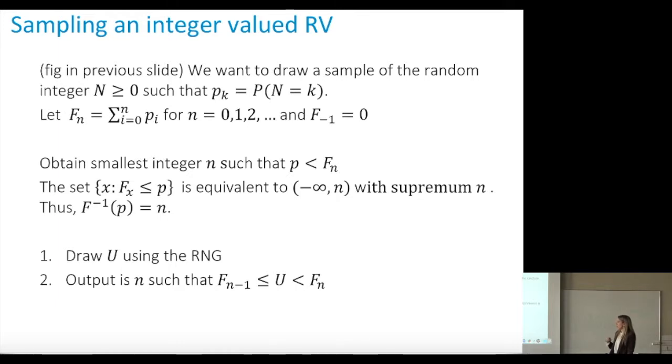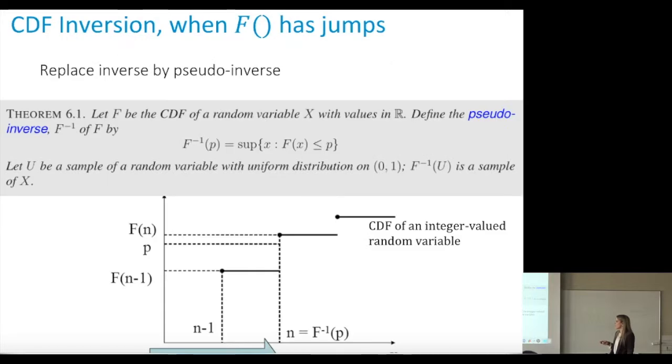And then in order to apply this, we first find the pseudo-inverse. Okay? So we obtain the smallest integer n such that p is strictly less than F of n. We will see it here in the figure. Sorry, I will go a little bit back and forth in these slides. So we have p that is here. We want to evaluate the pseudo-inverse at p. To compute the pseudo-inverse at p, we find n such that F of n is strictly higher than p. So in this case it is this n here. Okay? So this is strictly higher than p.